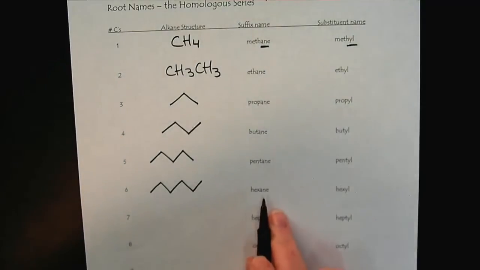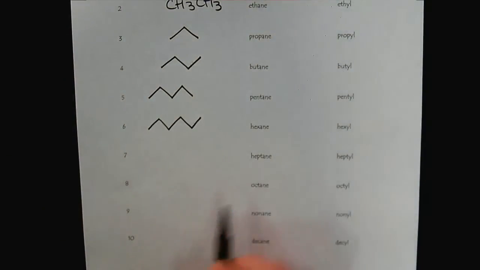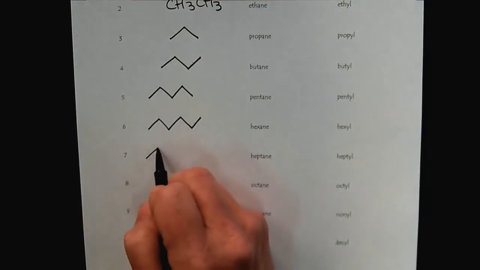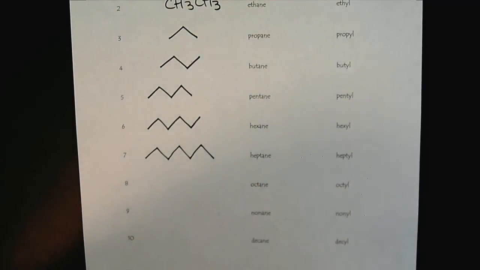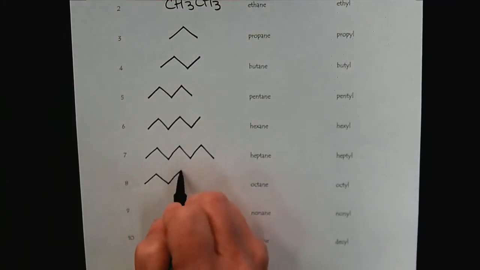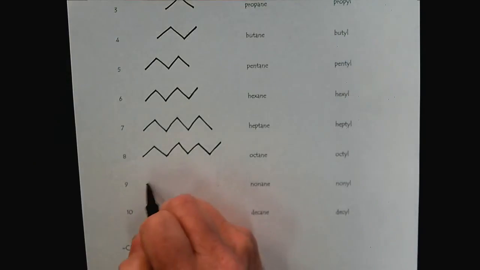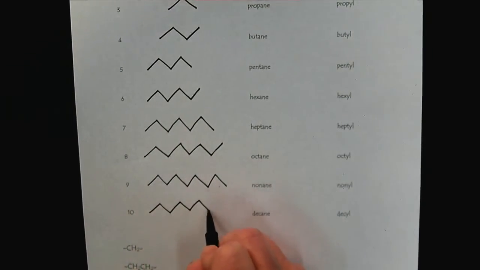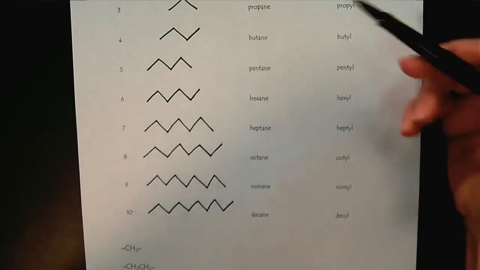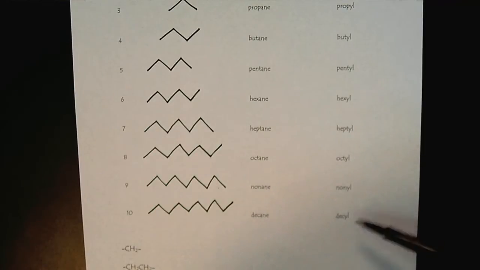6 is hexane. If you speak any Latin-based language, you'll recognize these names. Heptane is 7. There's our 7 carbons. Octane, from the good old octet rule. Everybody should recognize the oct for 8, non for 9, and dec for 10. So now this is if they're the parent or the root. If they're a branch, then they end in the yl.